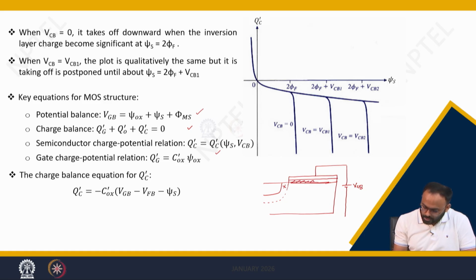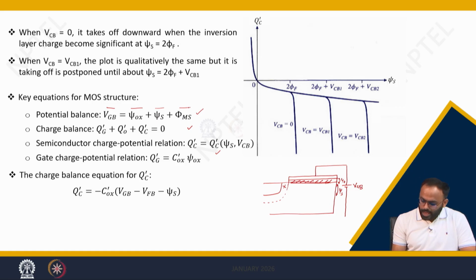So, let us consider this is your oxide, and it will drop across your surface. So, the potential balance equation will be same as VGB equals psi ox plus psi s plus phi ms, where phi ms is the contact potential.